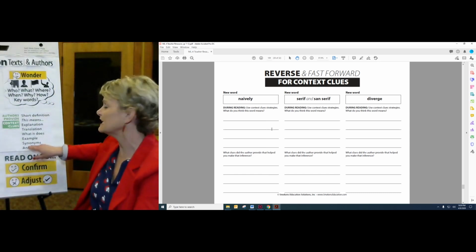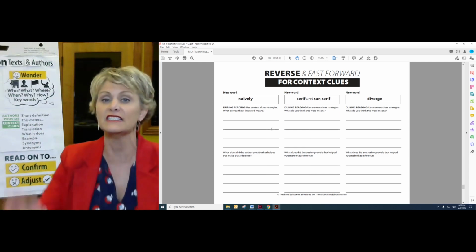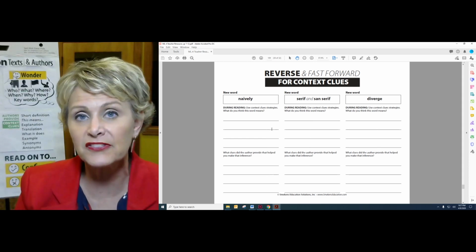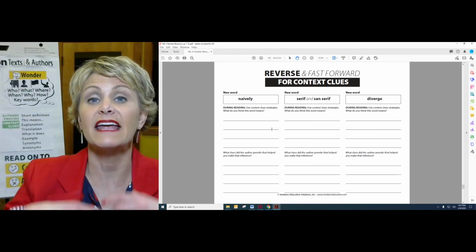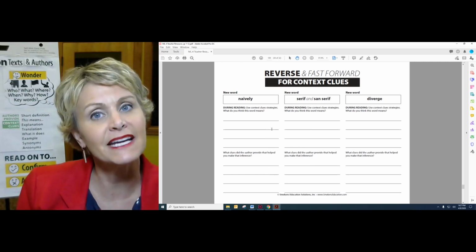Did he give you synonyms? Did he tell you the translation? Did he use the phrase "this means"? Did he give you a definition? Did he put it in parentheses? What did he do? All right, so all authors want you to understand their ideas, and they do these context clues to help you. We just have to take advantage of it.